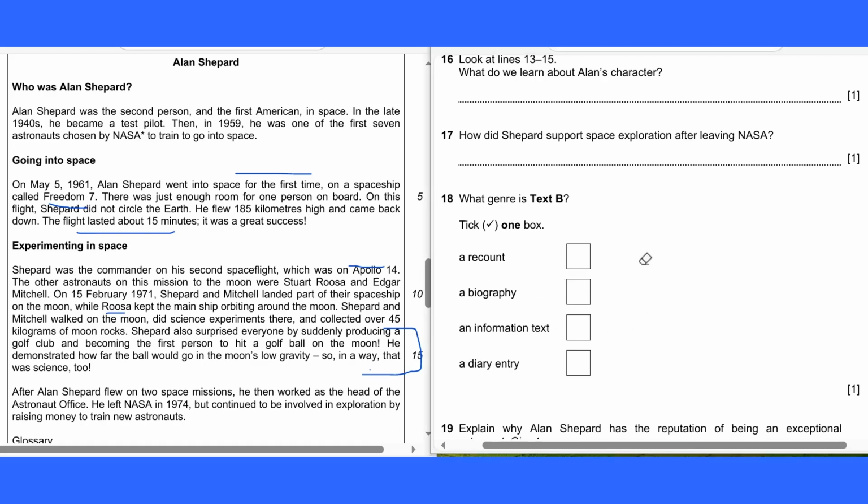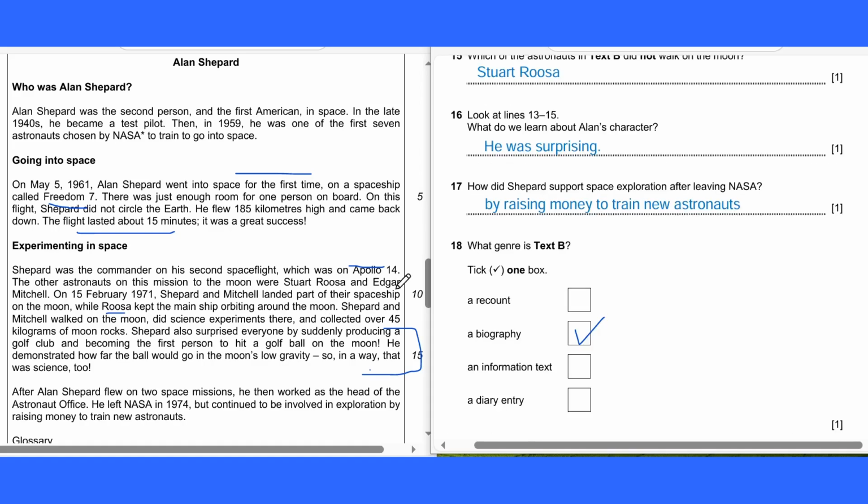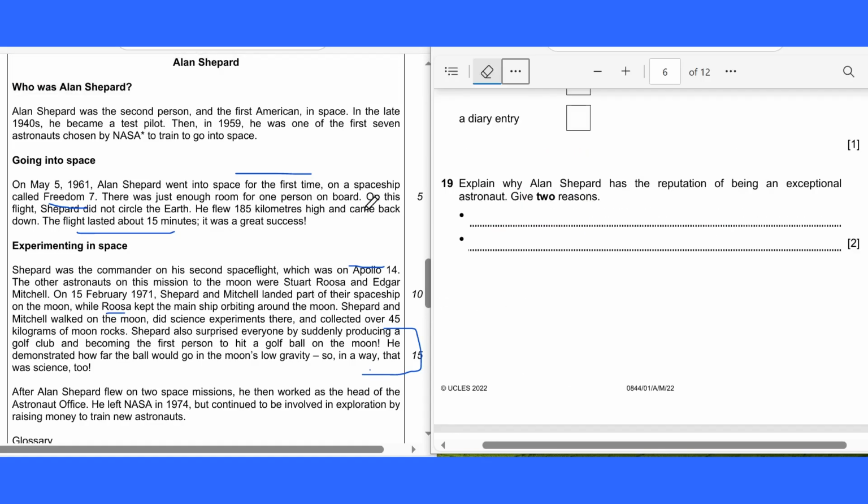So we are revealing the answer for question 18. What genre is text B? Let's check it out. So the answer is a biography. It's about Alan Shepard. Let's move on to next question. Well, question 19, explain why Alan Shepard has the reputation of being an exceptional astronaut. Give 2 reasons. 10 seconds from now.